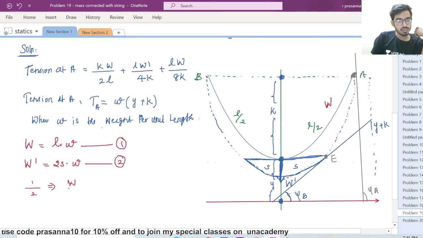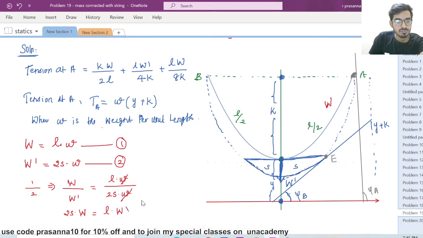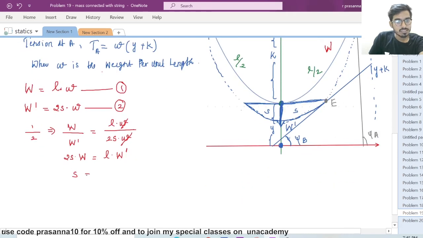So this implies W divided by W dash is equal to L times w divided by 2S times w. This 2 will get cancelled. So we have 2S into capital W is equal to L times W dash, right? So that means my S will now be L times W dash divided by 2W. This is the value of S now, right?